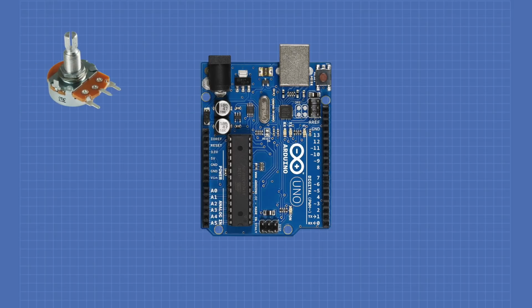Now, the wiring for this circuit is as follows. I've taken one potentiometer and I've tied 5 volts to one end of it.